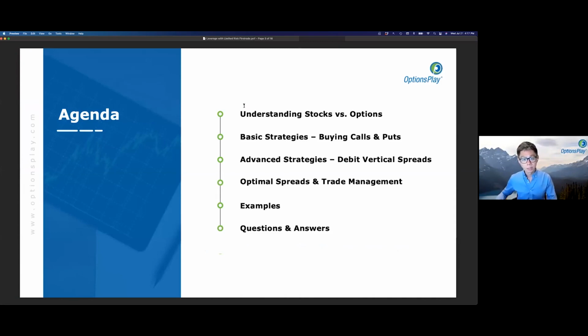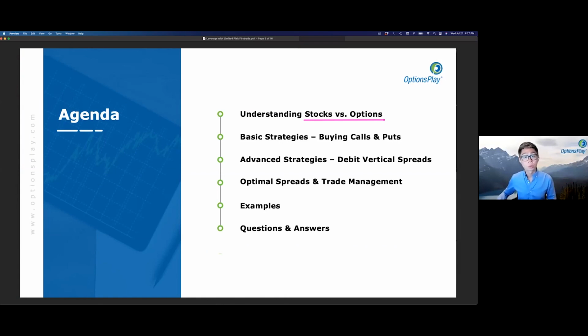So we'll start off by breaking down the difference between trading stocks versus trading options. The reason that we want to do this is because some of you may be brand new to options trading. I just want to make sure that we have a comparison that you are familiar with before we launch into utilizing options and the leverage that you get.